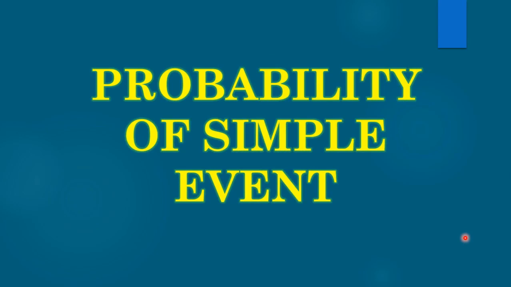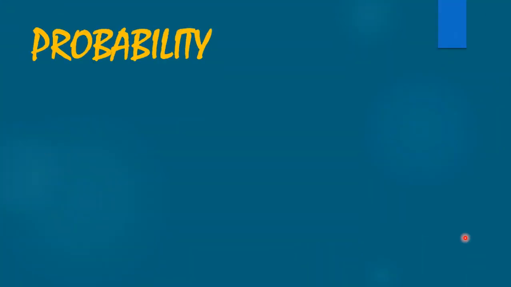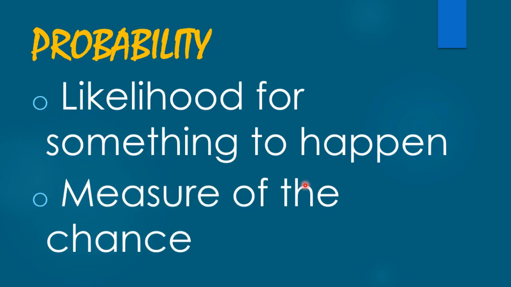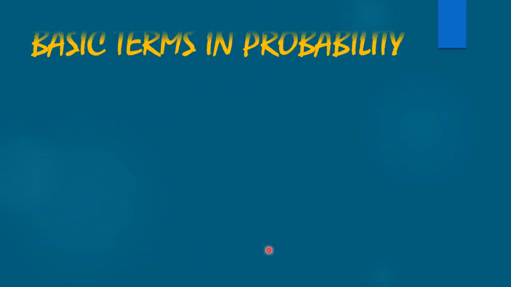Probability of simple event. What do we mean by probability? It is a likelihood for something to happen. It also refers to the measure of the chance. We have different basic terms in probability.